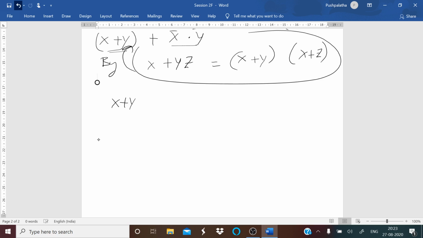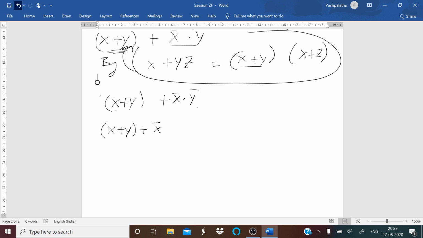So x plus y plus x bar into y bar. We are considering this as x and this as y into z. So this will be x plus y means x plus y. This is your x and this is your yz. Okay. If you are getting confused, I'll repeat once again.